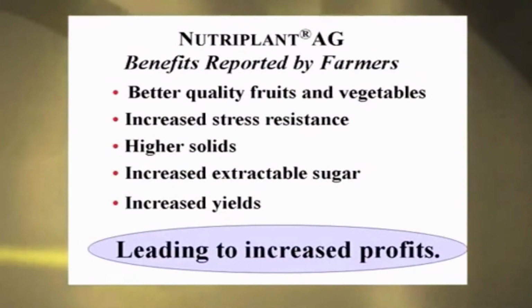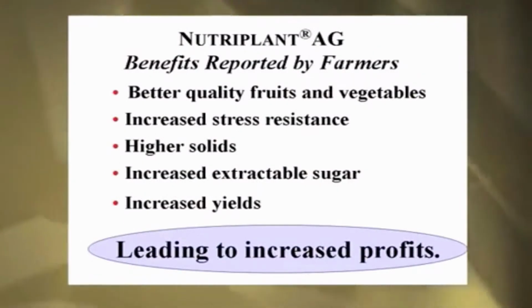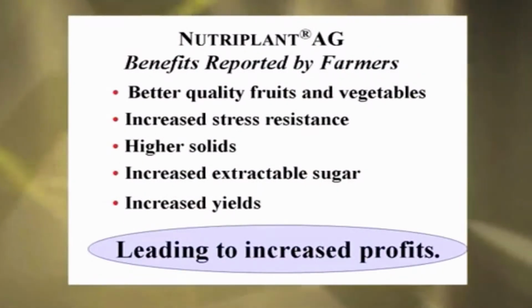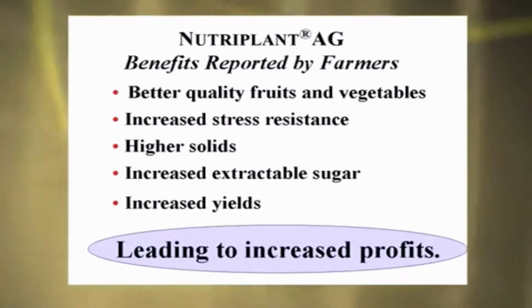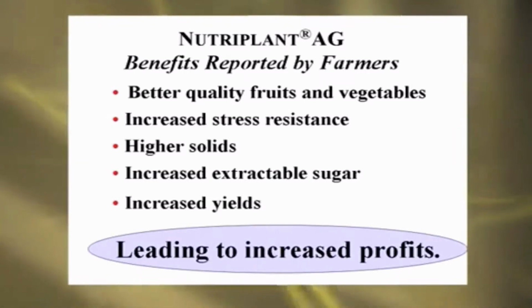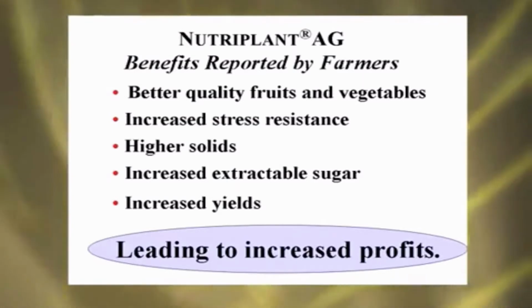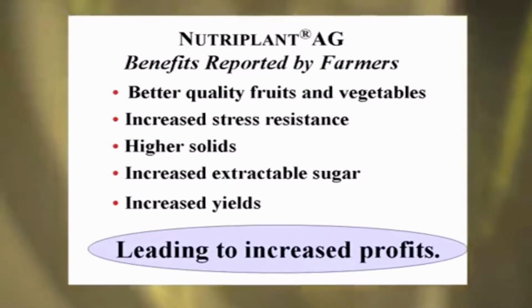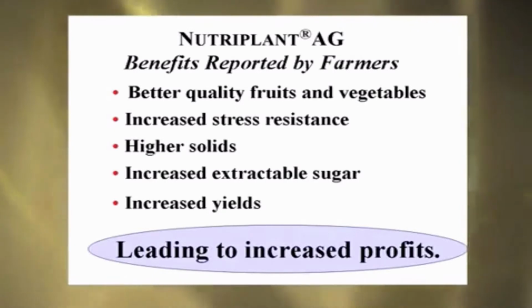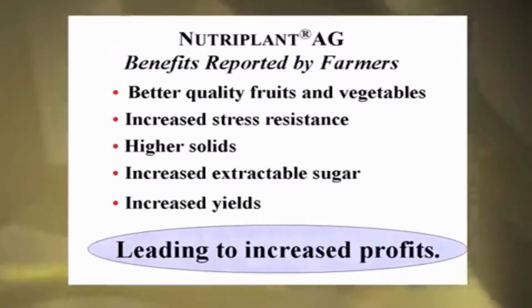Real quick, let me show you some of the benefits. You've seen in the farm show, and you'll have a chance at 5 o'clock to go on a tour and see the plots. But AG produces better quality, increased stress resistance, higher solids, more extractable sugar in sugar beets and sugar cane, and of course an increase in the yields. And all of this leads to increased profits. So if the farmer doesn't make more money, then what good is it?